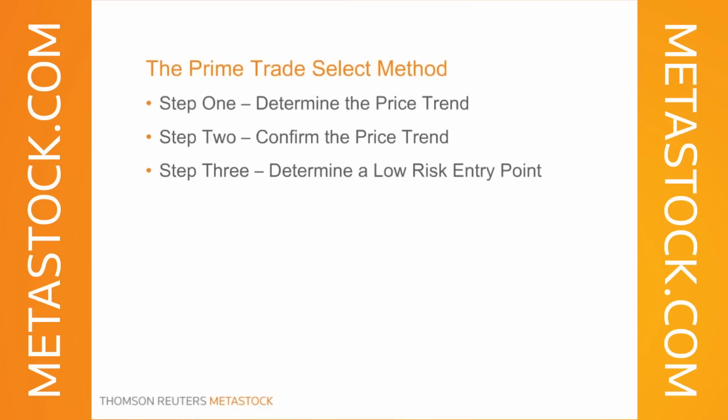The Prime Trade Select method is actually a fairly straightforward methodology. Simply put, there's 3 steps to it. We're going to determine the price trend. We're going to confirm what that price trend is, and then, based on whether it meets step 1 and 2, we're going to determine a low-risk entry point. And that's pretty much what we do with Chuck Hughes' methodology.